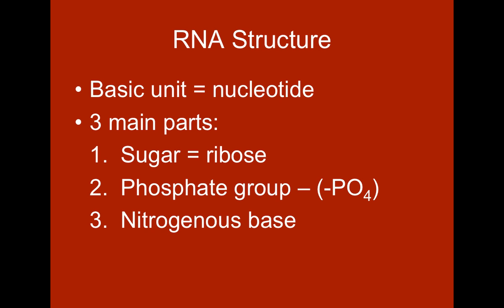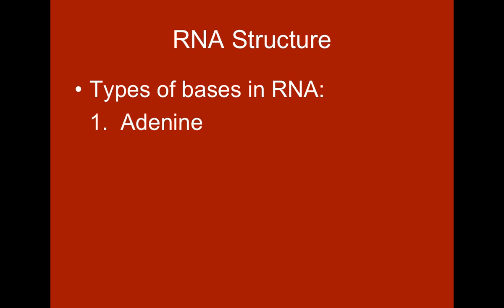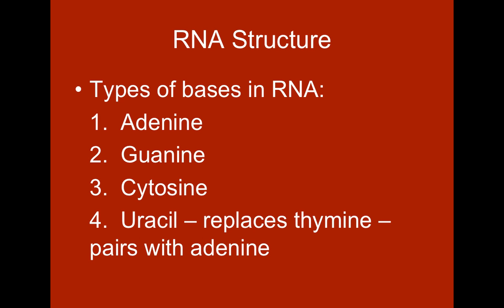Now, the nitrogenous bases are slightly different. A lot of them are the same. We have adenine, which is the same, guanine and cytosine, which are the same. But instead of thymine, we have uracil. And uracil kind of takes the place of thymine, so when it pairs up, it's going to pair with adenine.